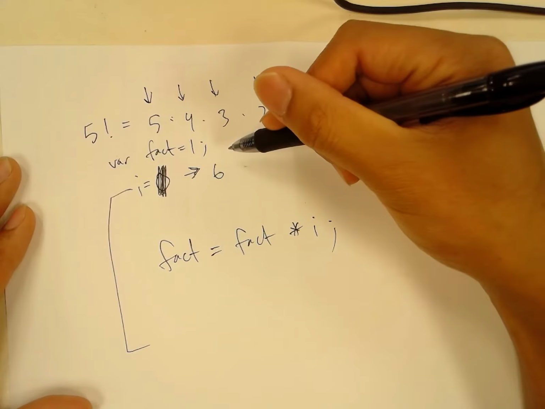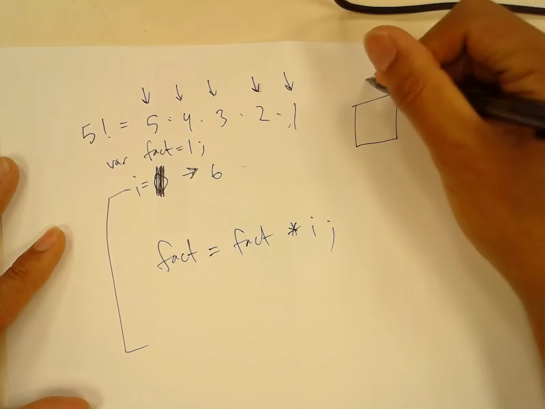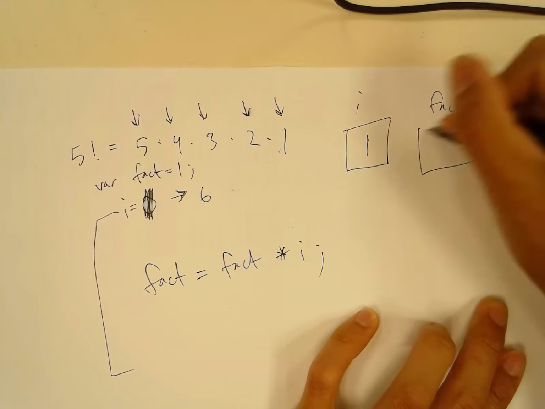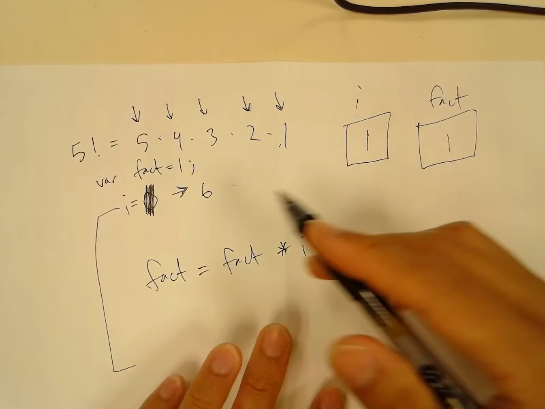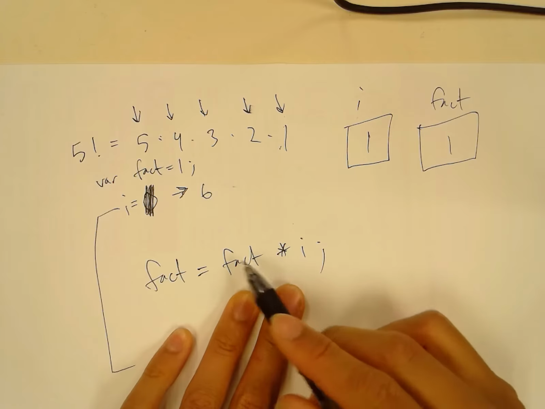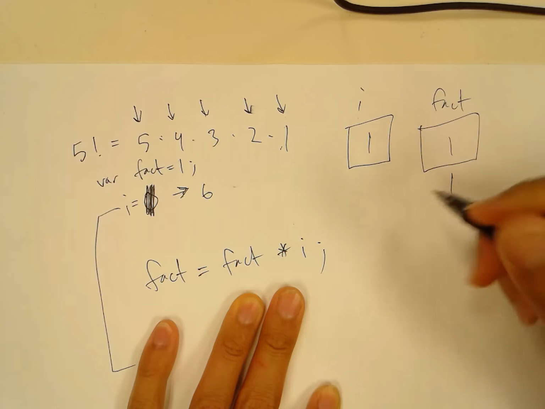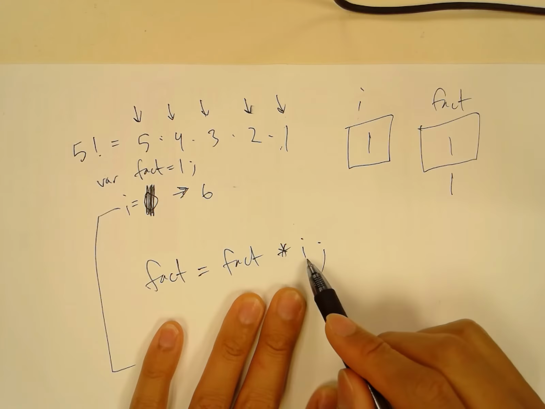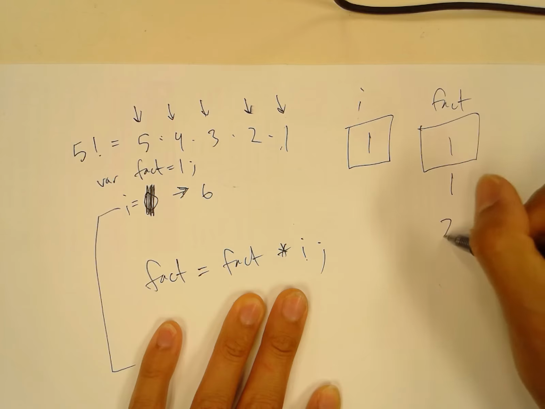Well, the first time in, I is going to be equal to 1, and fact is going to be equal to 1, right? And the first time in, it's going to be 1 times 1 is 1, so fact is going to be equal to 1. And then the second time in, it's going to be 1 times 2, so fact is going to be equal to 2.